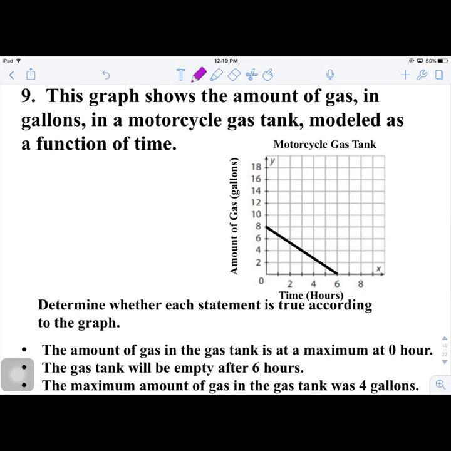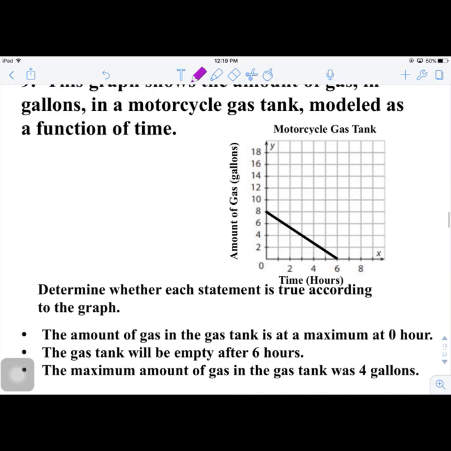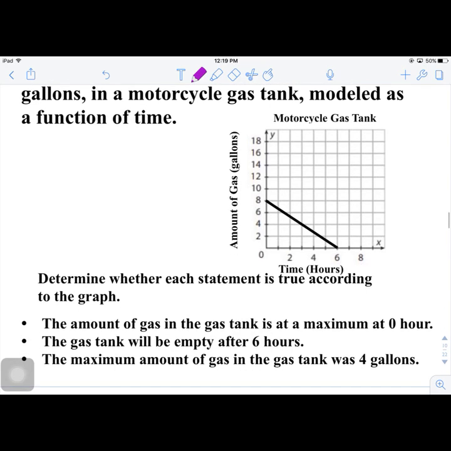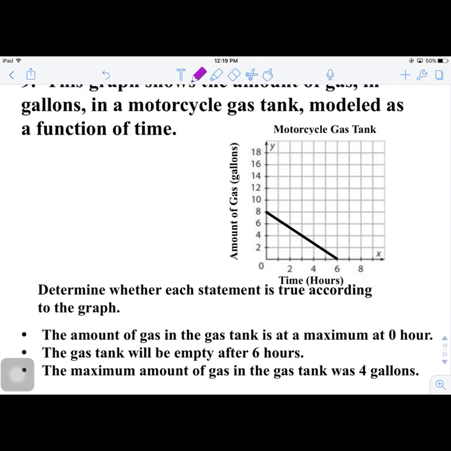Number 9, this graph shows the amount of gas in gallons in a motorcycle gas tank modeled as a function of time. So the question says determine whether each statement is true according to the graph.